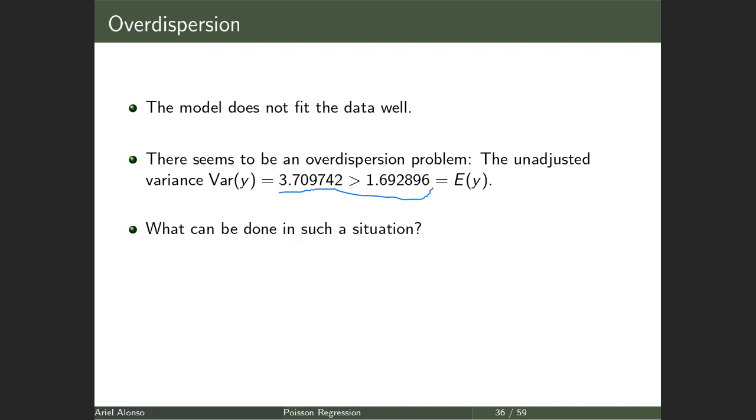Okay, what can we do? So we have seen here two examples. In the example of the skin cancer data, everything was nice. The model seems to be doing fine, but now here we see that we have a problem. We may have a problem of overdispersion, or maybe other problems as well, but overdispersion is clear.